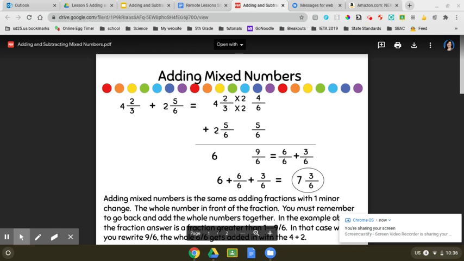Hi there, Mrs. Smart here, and we are talking about adding mixed numbers and subtracting mixed numbers. I have a couple of different strategies to go over.